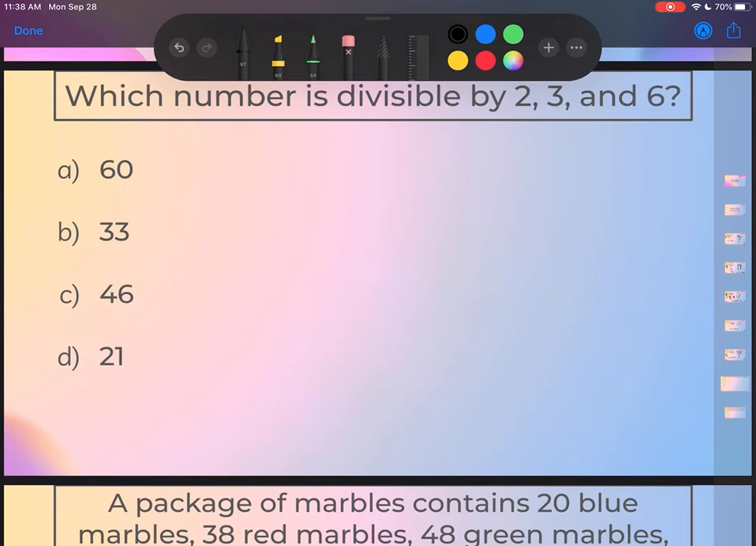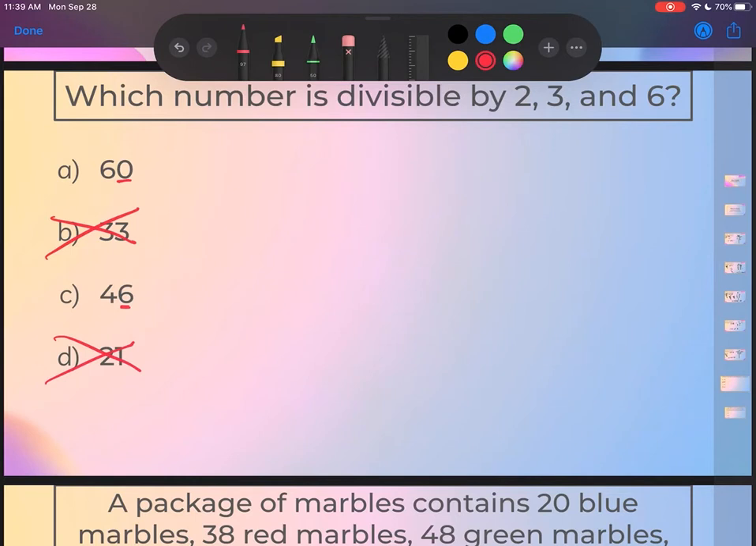Let's think about 2. So the rule for 2 is that my number has to be even, right? It has to end in a 2, 4, 6, 8, or 0, right? Well, let's start thinking about what numbers aren't even. 60 ends in a 0, so it's even. 46 ends in a 6, so it's even. 33 and 21 are both odd numbers, so they're not going to be divisible by 2. So that automatically gets rid of B and gets rid of D. So now let's think about our rule for 3. So remember, our rule for 2 was it just has to be even, so that gives us A and C as options. So now let's look at 3.